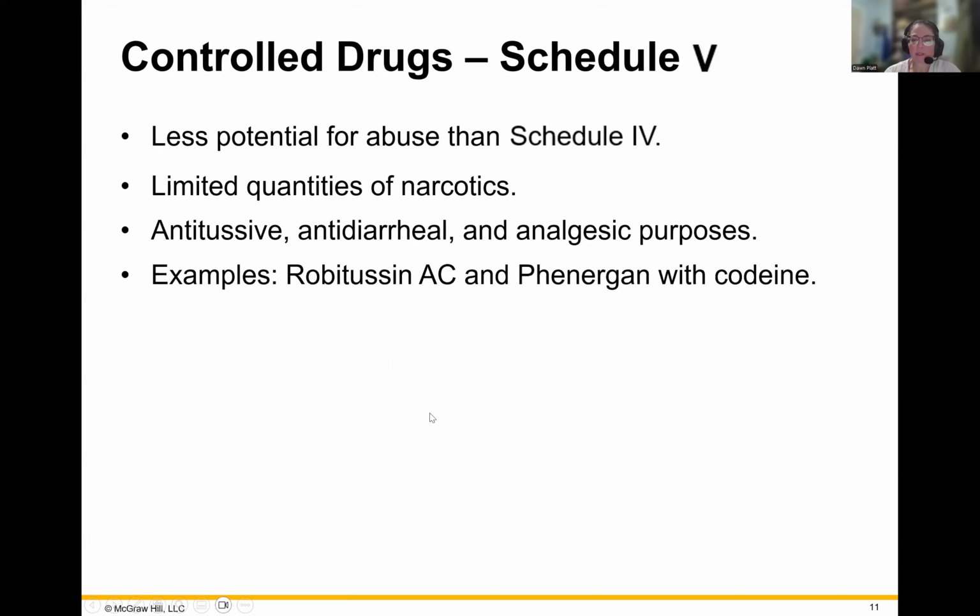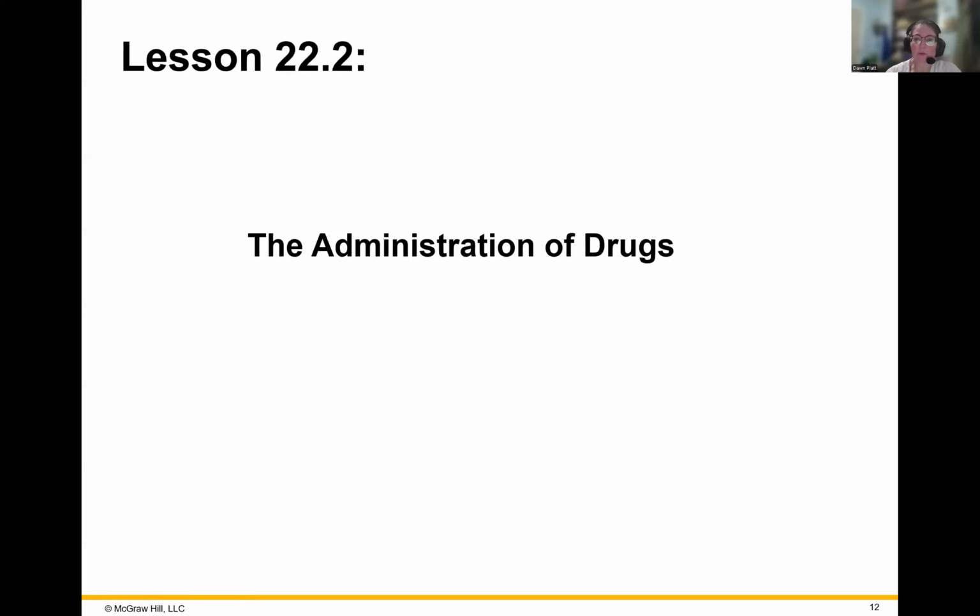And then you have Schedule 5, which again, is the lowest level, the least risk of abuse. Robitussin AC, a cough syrup, is actually a really good example of that. That works really well for uncontrolled cough. But again, you have to have a prescription for it.